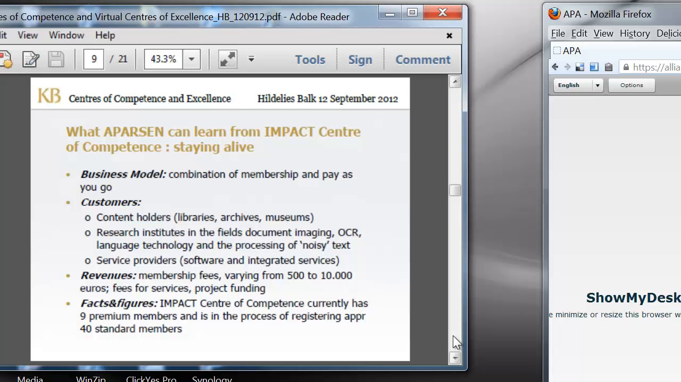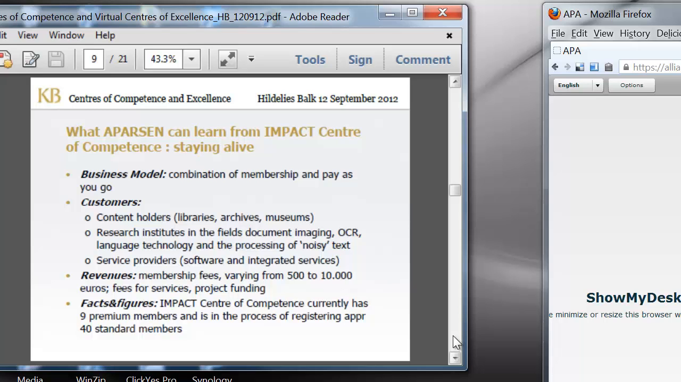To give you one example where the different groups are interesting for each other: content holders and libraries who do big digitization programs are of great interest to service providers who provide integrated services and software. They want to reach that group of content holders, of course. So they are willing to join the center, to pay for a stand at a conference, that sort of thing.